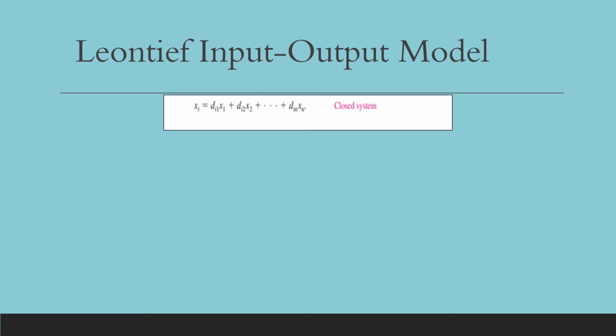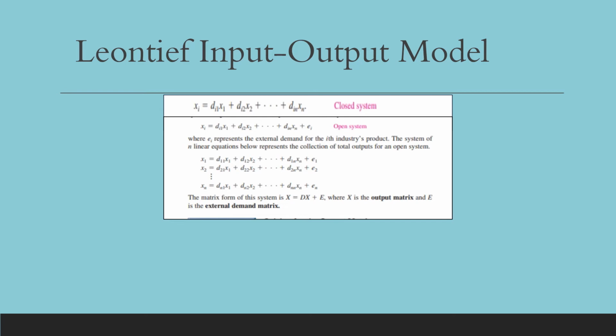Apart from this closed system, we can also talk about the open system. If there is an external demand for this industry's product, let us call that demand E. In this case, we have this n system of simultaneous equations, x1, x2, x3, where E1, E2, E3 are added, where Ei represents the external demand for the ith industry's product. If there is an external demand for this product, then we may have this linear equation of matrices, X equal to DX plus E. D is the input-output matrix that we created when it was closed, plus the external demand matrix.